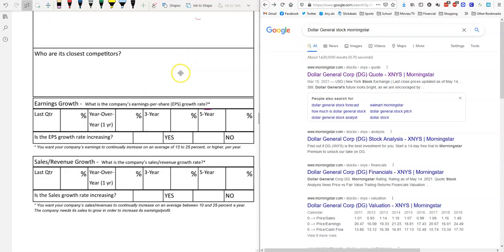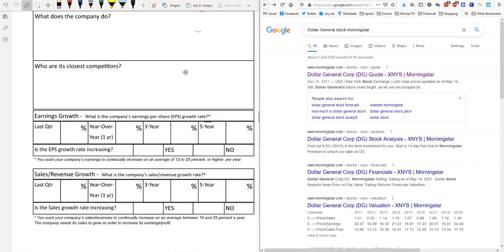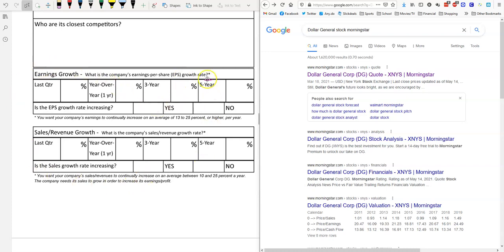Okay, for the next part of our stock research sheet, I'm going to go over the two growth statistics here, the earnings growth and the sales/revenue growth. They call it the revenue growth. And I'm going to show you how to fill out those. So for this one, I'm going to pick Dollar General Corporation, from the dollar stores.